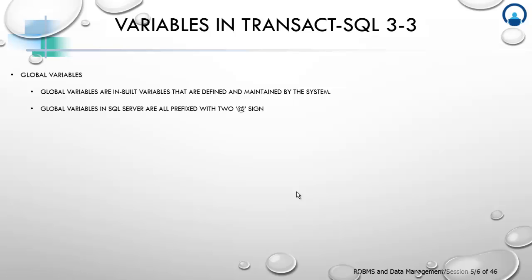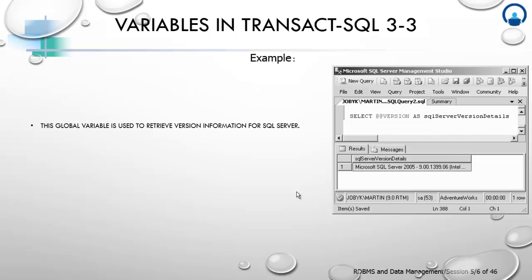Then moving ahead, we come to global variables. Global variables are inbuilt variables that are defined and maintained by the system. Global variables in SQL Server are all prefixed with two @ signs, like we have @@version as SQL Server version details. The value of any of these variables can be retrieved with a simple select query, as we have seen in the given example. So in this case, @@version is a global variable which is used to retrieve the version information for SQL Server.